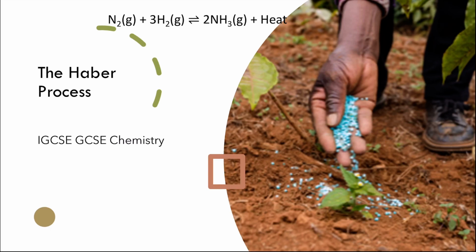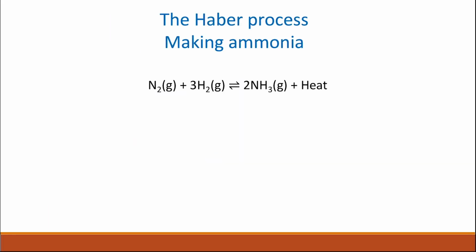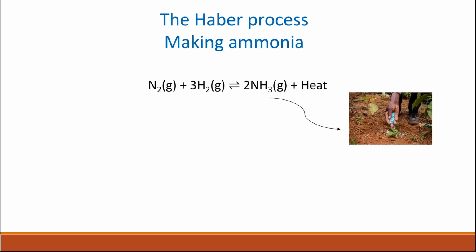In this video, I will explain the Haber process. The Haber process is an industrial process in which nitrogen and hydrogen gases react together to give ammonia and heat. Ammonia is important because it's used to produce fertilizers, and fertilizers are important for the healthy growth of plants.